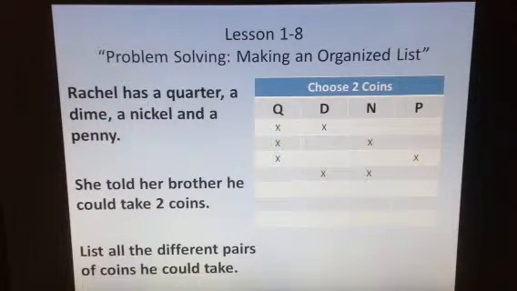What about if he had a dime? He could take a dime and a nickel. And is there another one he could take, a dime and something else? He could take a dime and a penny. Lastly, he could take a nickel and a penny. We've kept the list organized so we know we've got all the combinations.